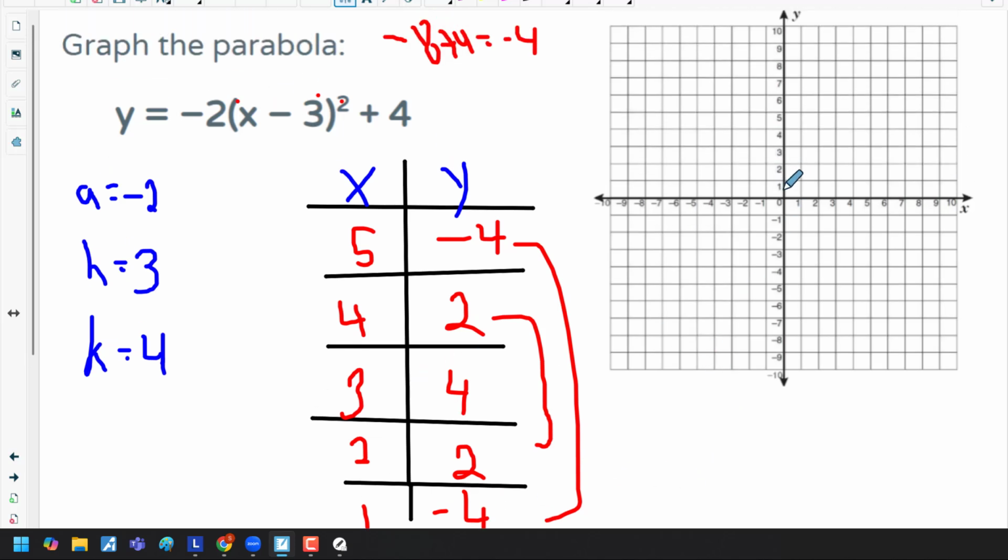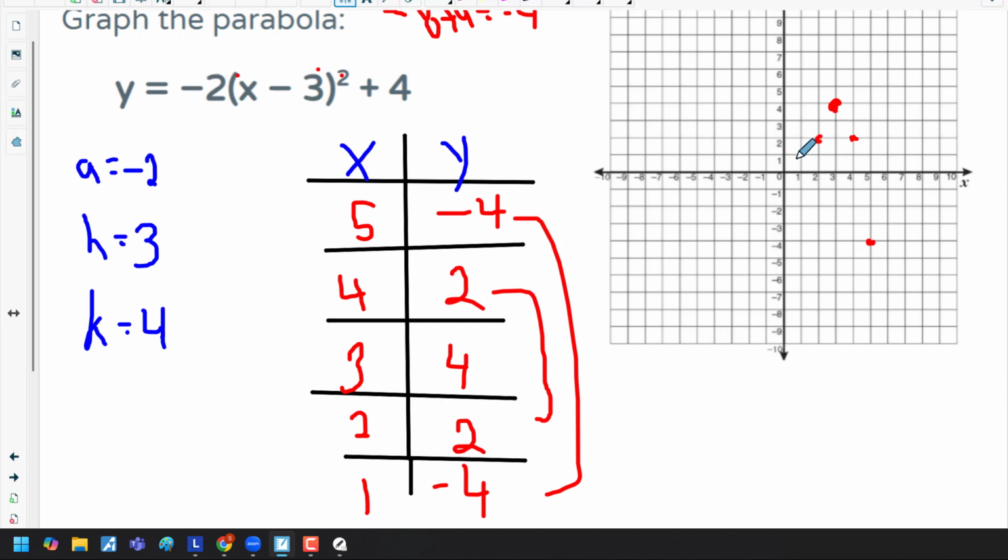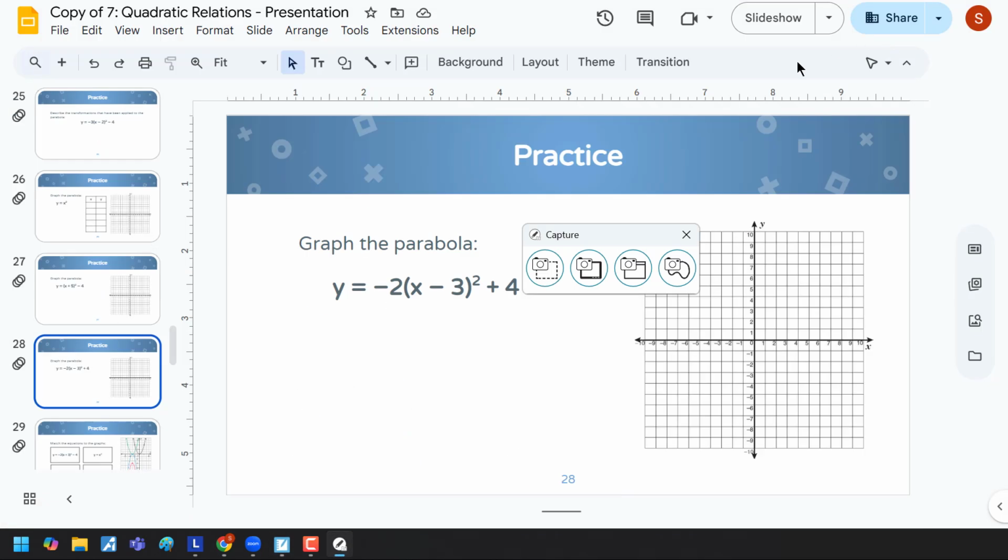3 and 4 is my vertex, so it doesn't really matter. But yeah, I can do 3 and 4 as my starting point. And then 4 and 2, 4 and 2, and 5 and -4. And we have 2 and 2, so 2 and 2, and then 1 and -4, 1 and -4. And this is opening down, and does that make sense with our A value? It does. A value is negative. It should be opening down.